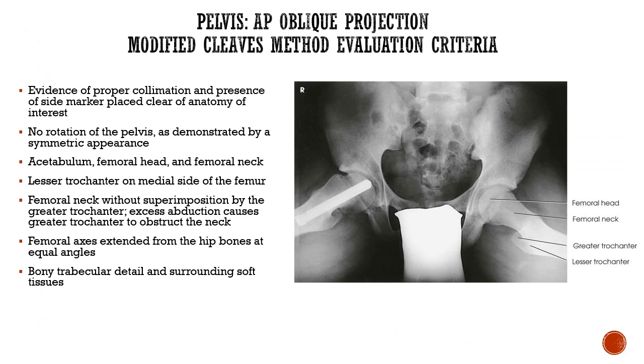So with this, we have no rotation. The pelvis is demonstrated by the symmetric appearance. We want to see the acetabulum, the femoral head, the femoral neck. The lesser trochanter should be visualized on the medial side of the femur. The femoral neck should be shown without superimposition by the greater trochanter, and excess abduction causes the greater trochanter to obstruct the neck. The femoral axes extend from the hip bones at equal angles.